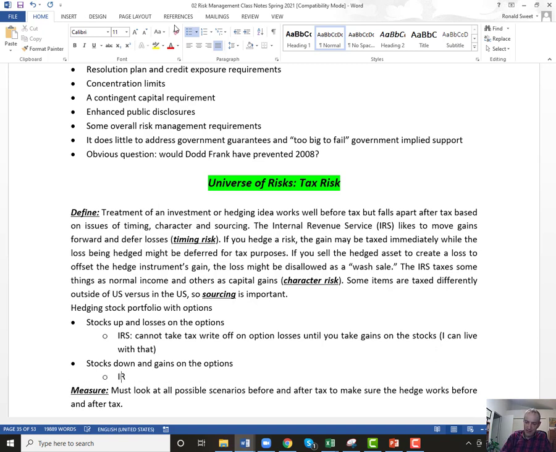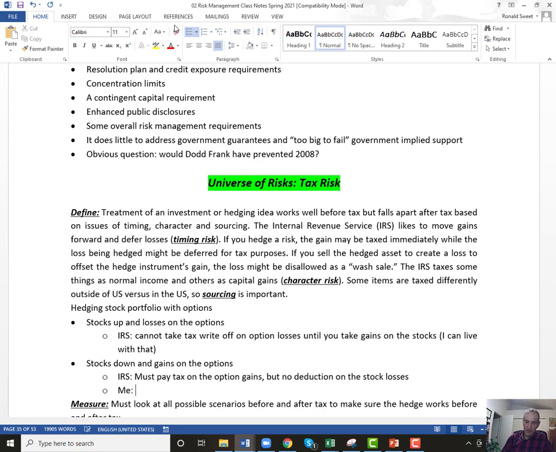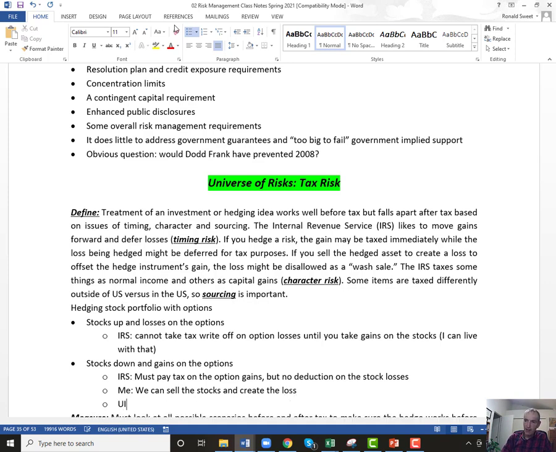Here, the IRS says you must pay tax on the option gains, but no deduction on the stock losses. And so I said, we can sell the stocks and create the loss. IRS says that is fine as long as you do not buy the stocks back.